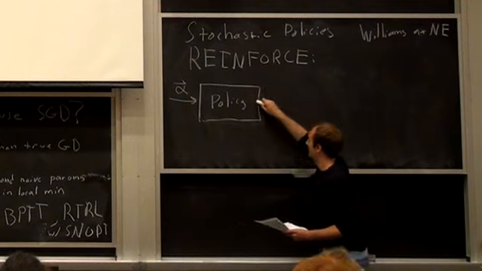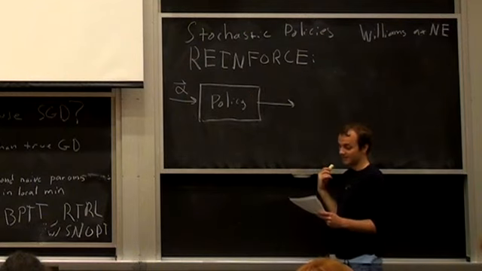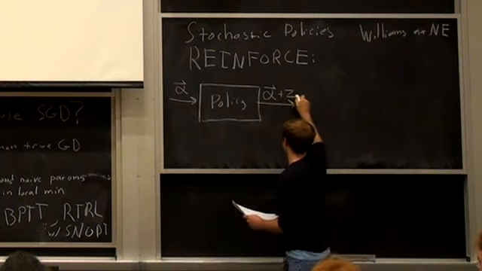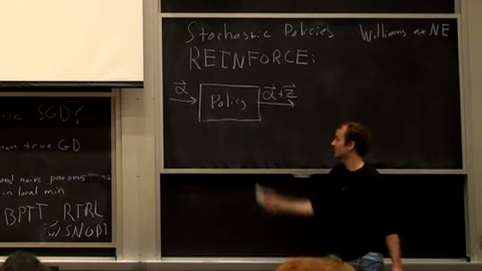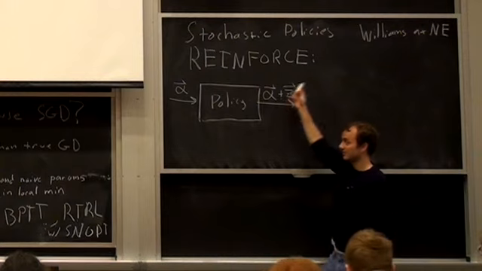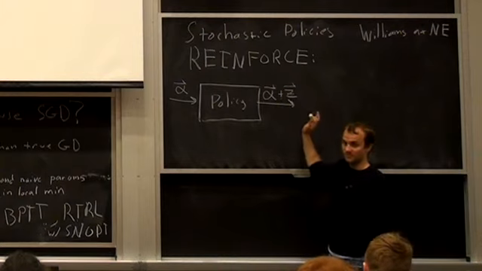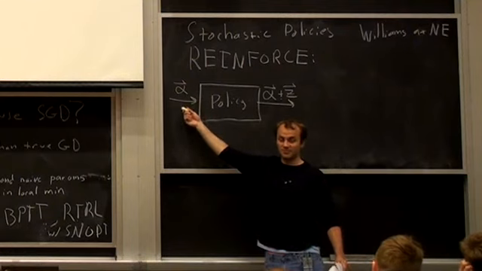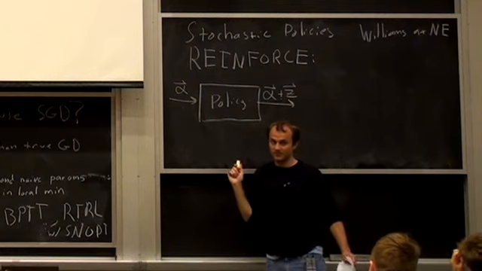Our policy then has some stochasticity to it, which is going to give us what used to be our alpha plus z. So this is not a sample. This is the output of our policy. This is how we represent our policy, not as the nominal action, but as some parameterization of the behavior.